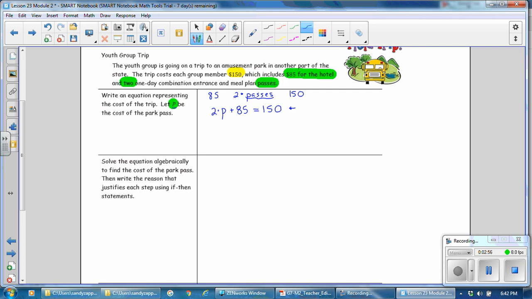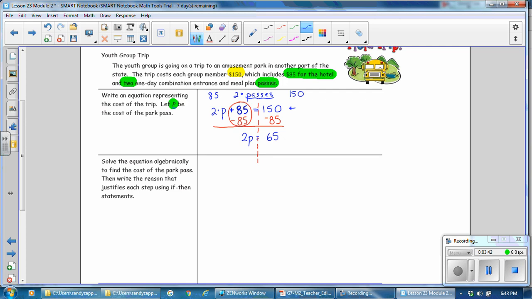Now to solve that problem, remember that we want to make zeros and ones. We're going to make 0 with the constant of 85. The additive inverse of 85 is subtracting 85 or adding a negative. So we are going to subtract 85, and the subtraction property of equality says that if you subtract 85 from one side of the equation, you must do the same operation with the same number on the other side of the equation to make it equal. So on the left side, this is going to equal a 0 pair, and 2p plus 0 is 2p, and 150 minus 85 is 65.